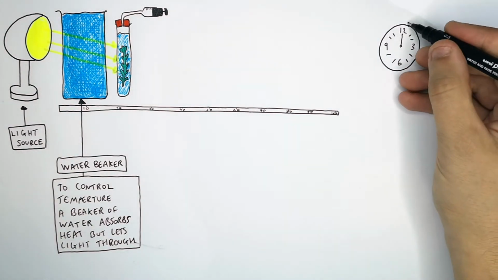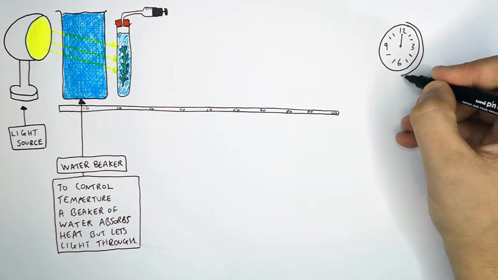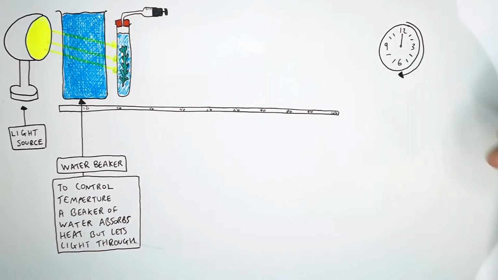We leave each boiling tube with pondweed in it to run for the same amount of time. This is another control variable.